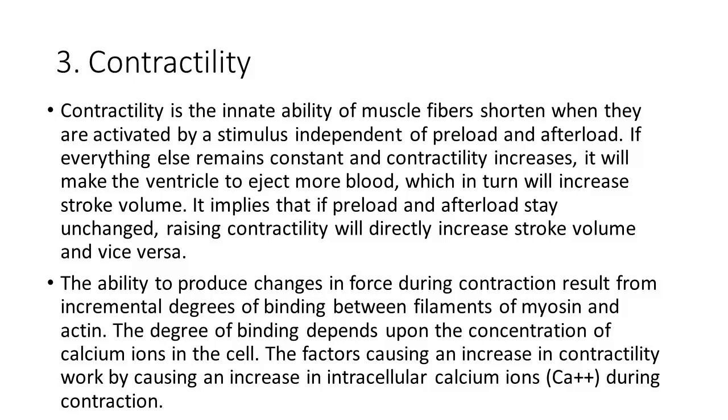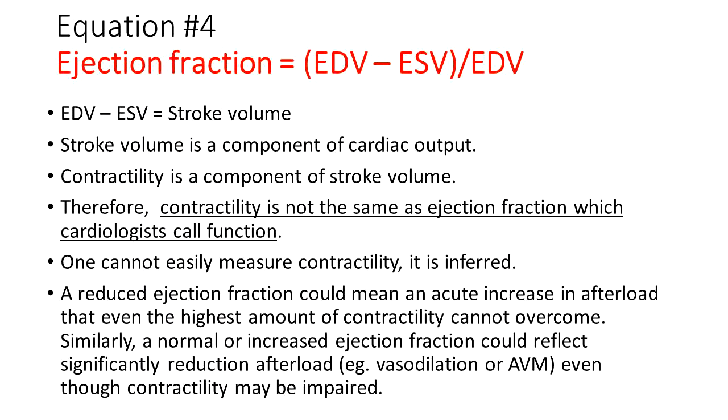The ability to produce changes in force during contraction results from incremental changes of binding between filaments of myosin and actin. The degree of binding depends on the concentration of calcium ions in the cell. So factors that cause an increase in contractility work by causing an increase in intracellular calcium during contraction. So there's a cell molecular basis to it. I think in the next lecture, you're going to hear more about that. So now we're going to get to the next equation.